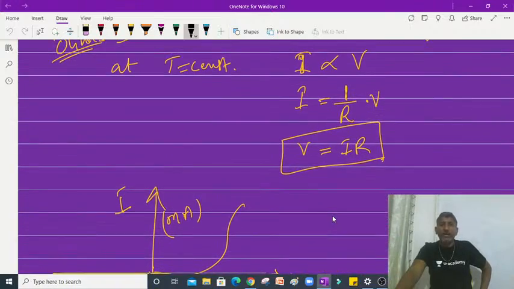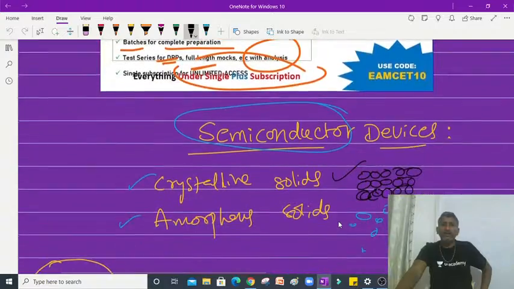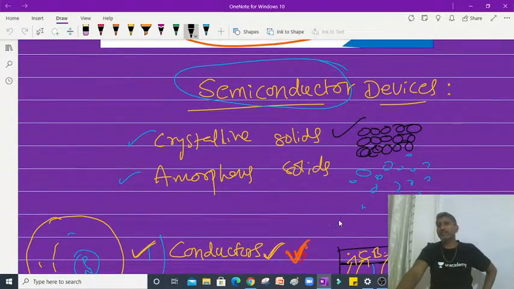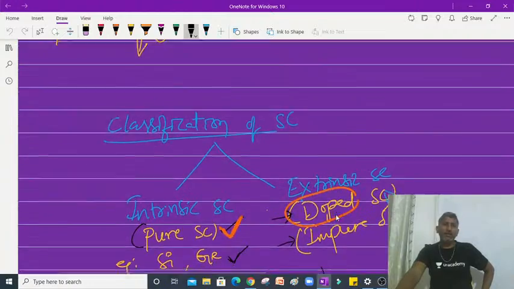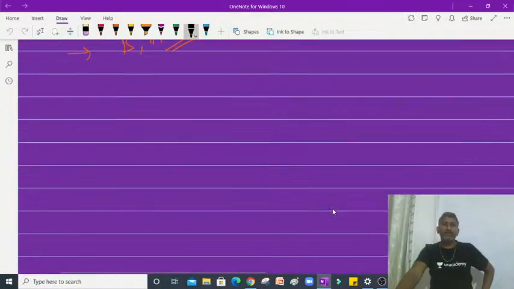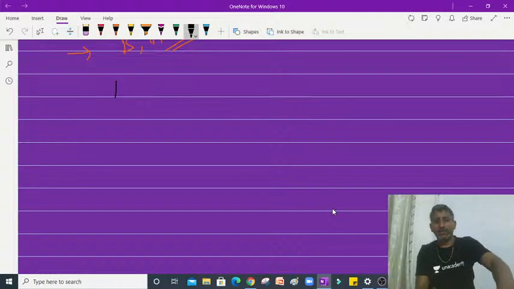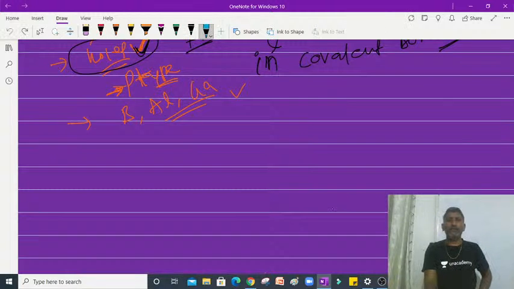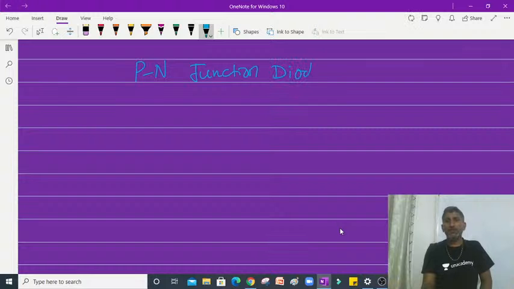Now the title is semiconductor devices. What are the semiconductor devices we have? We have the PN junction diode, friends. This is one device.